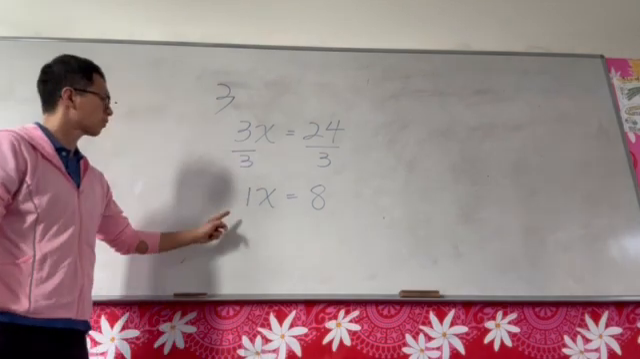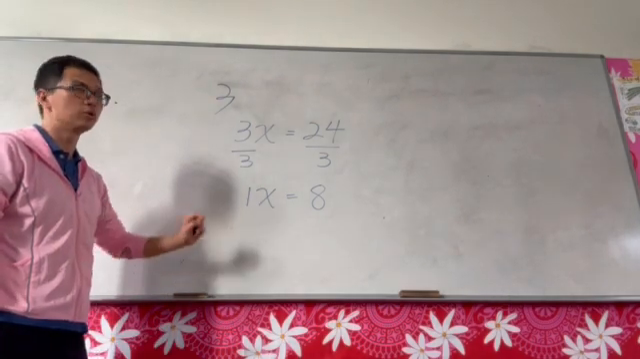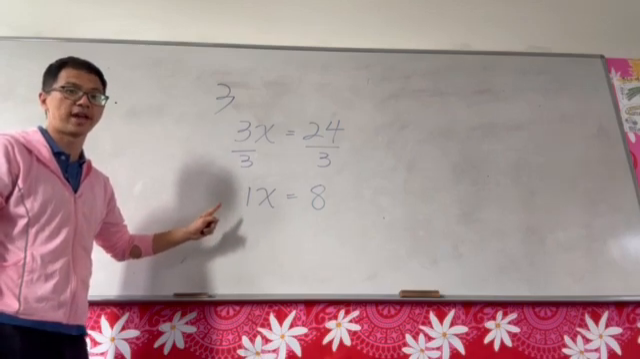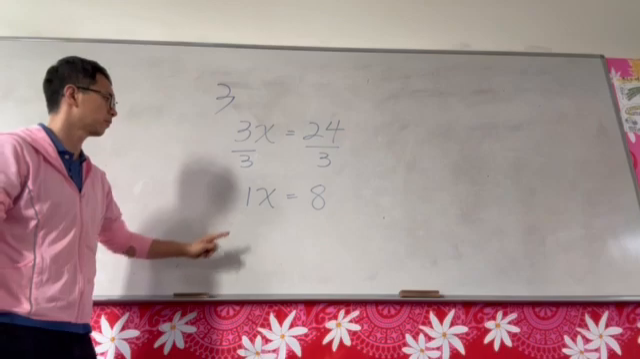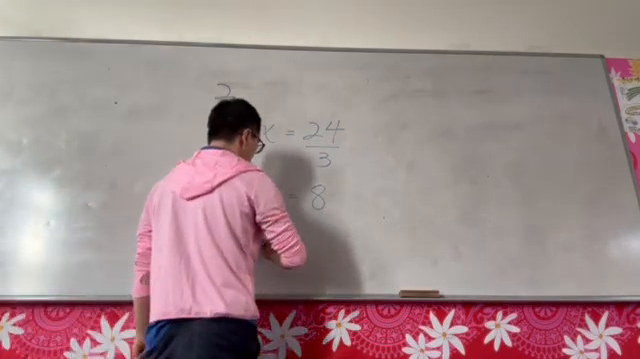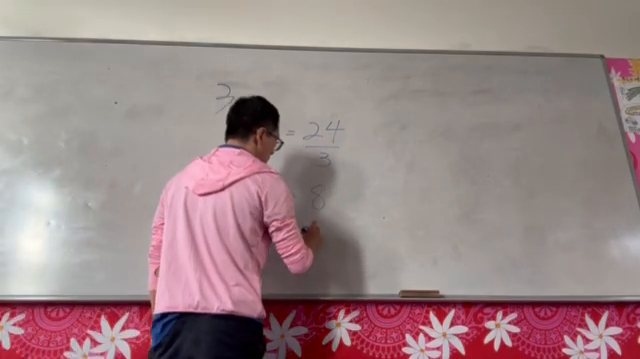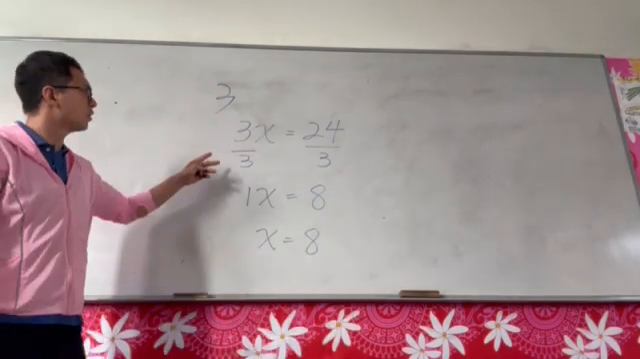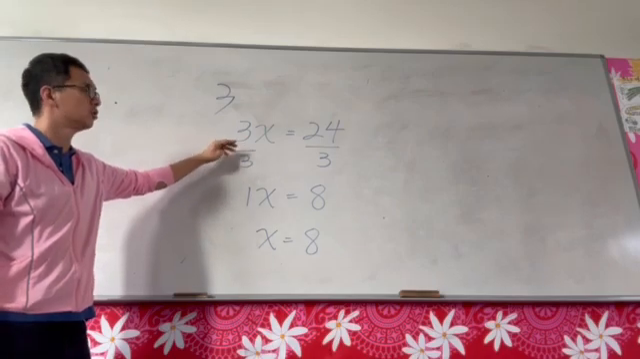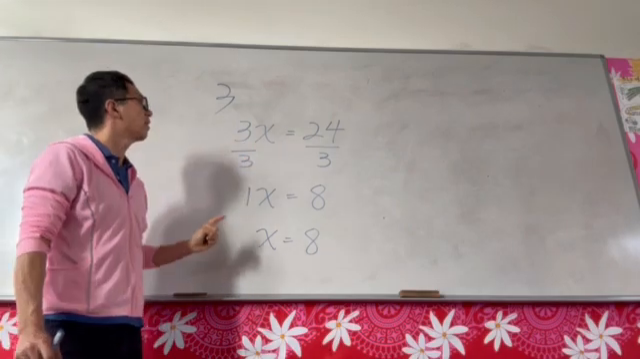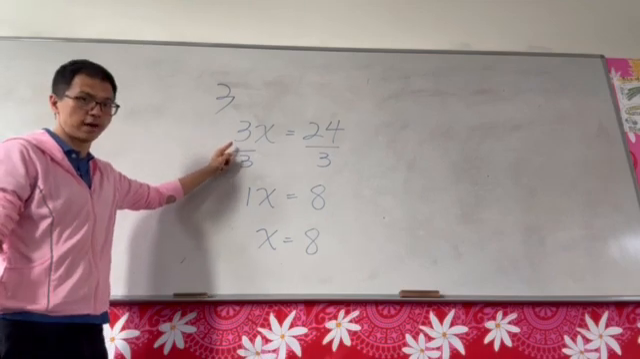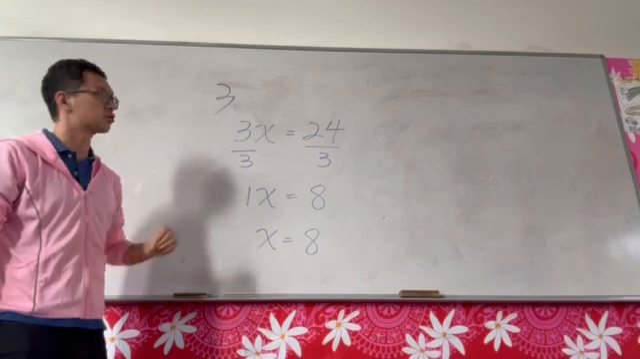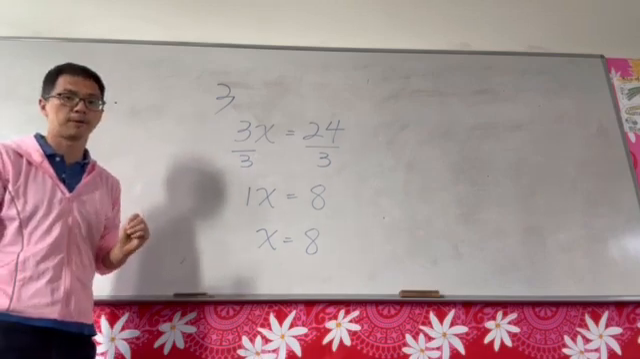Remember, in algebra, we usually don't write this. 1x is just x, okay? Usually we don't write 1. We just write x. So x equals 8. This is the answer. Again, when you see a number in front of the x, you just divide both sides by it. In this case, it is 3x. So if it's 4x, we divide both sides by 4. But this is 3x, so we divide both sides by 3. Okay?